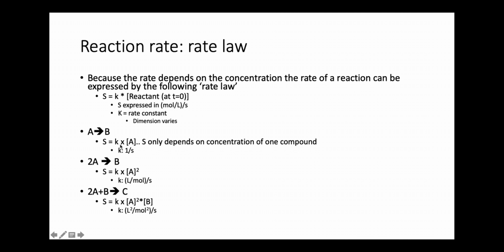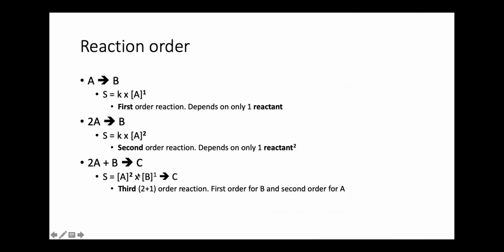So for here, when S is K times concentration A, S only depends on the concentration of A. So moles per liter per second for S, and this is moles per liter, so K must be 1/s. And it can be different for the final 2 situations on this sheet. So when I have A to B, a possible rate law can be S is K times A to the power 1. We call it first order, and it only depends on one reactant. For A to B, that's the second, as you see, A to the power of 2, A squared. And that's why second order. And the rate only depends on the concentration of A.